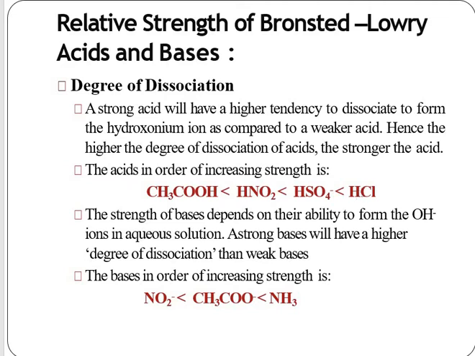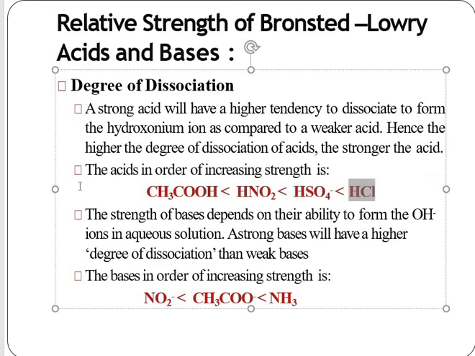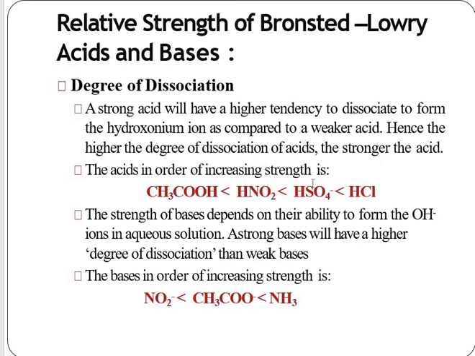Like this, HCl is a stronger acid than this H2SO4. Not this, this is H2SO4, this is the ionic form, nitrous acid, and this is acetic acid. So these are other examples, the bases in order of increasing strength, and these are the examples of acids in increasing strength.